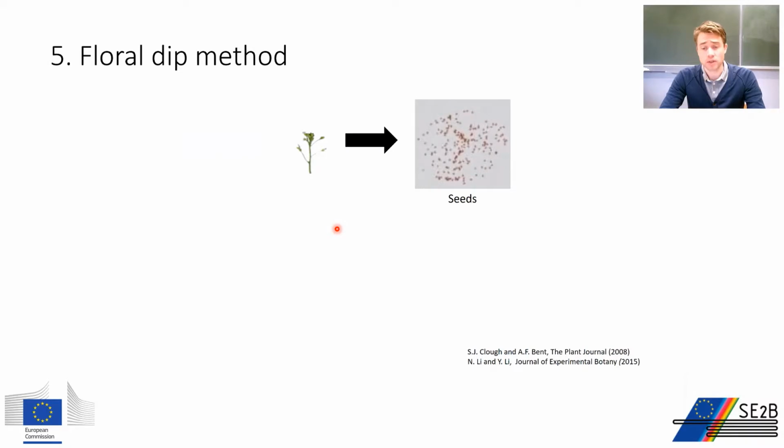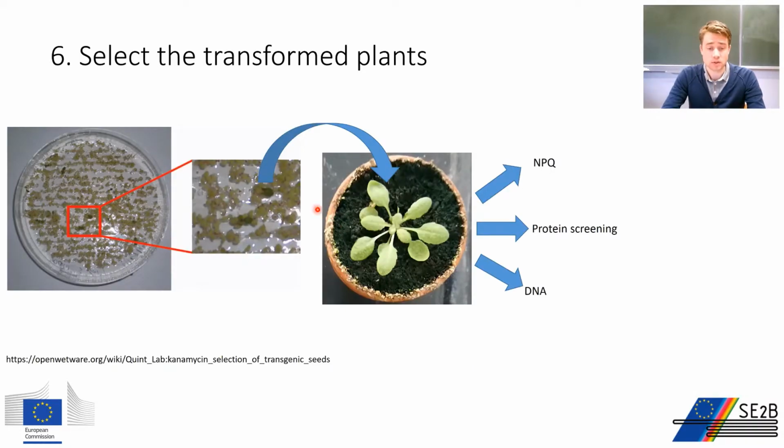These seeds we will put on the selection, and as you can see here, we have a plate full of kanamycin, and on some of these, some plants will survive. So here we see one, and there we also see one plant surviving. These are the plants we pick, and we transfer them to the soil, where we later will perform some other screening measurements. And in this case, we just look at NPQ, and we look at protein screening, but you can also do, for example, DNA screening or any other screening that is necessary to identify if your plants have taken up the gene of interest.